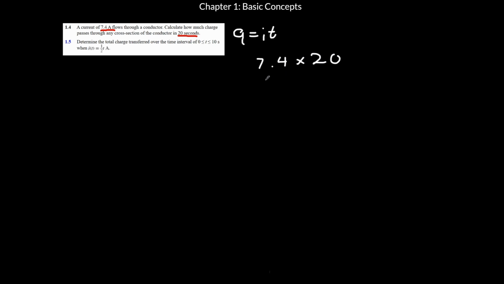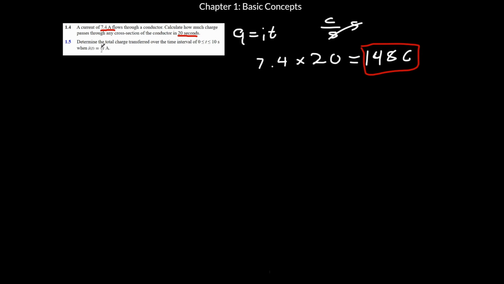If we wanted to look at the units here, current is going to be coulombs a second, and then time is obviously in seconds. So these are going to cross out, and it's going to be coulombs, to make sure your units work out like that. But anyways, we're going to multiply these, and this is just going to be 148 coulombs. This is going to be the answer for 1.4.